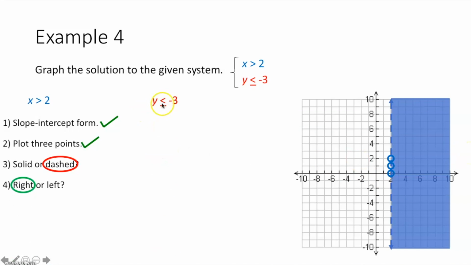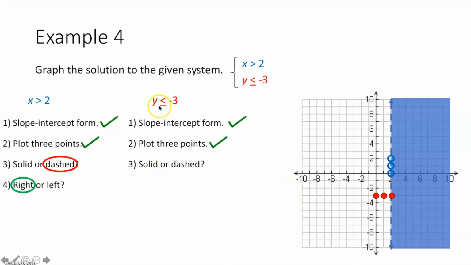Next, we have y is less than or equal to -3. So now we have to decide, is this in slope-intercept form? Y equals mx plus b. Yeah, there's just no x. Next, plot 3 points. Again, since you have y equals a number this time, that means that you're going to graph a horizontal line. Y equals -3. So we go to -3 on our y-axis. And because it's an equal sign underneath, that means we're going to put closed circles for our points. So we put a point at 0, -3, 1, -3, 2, -3. Then we put a line going through those. Is that line going to be solid or dashed? Again, there's an equal sign under here, so it's going to be a solid line going through those points.